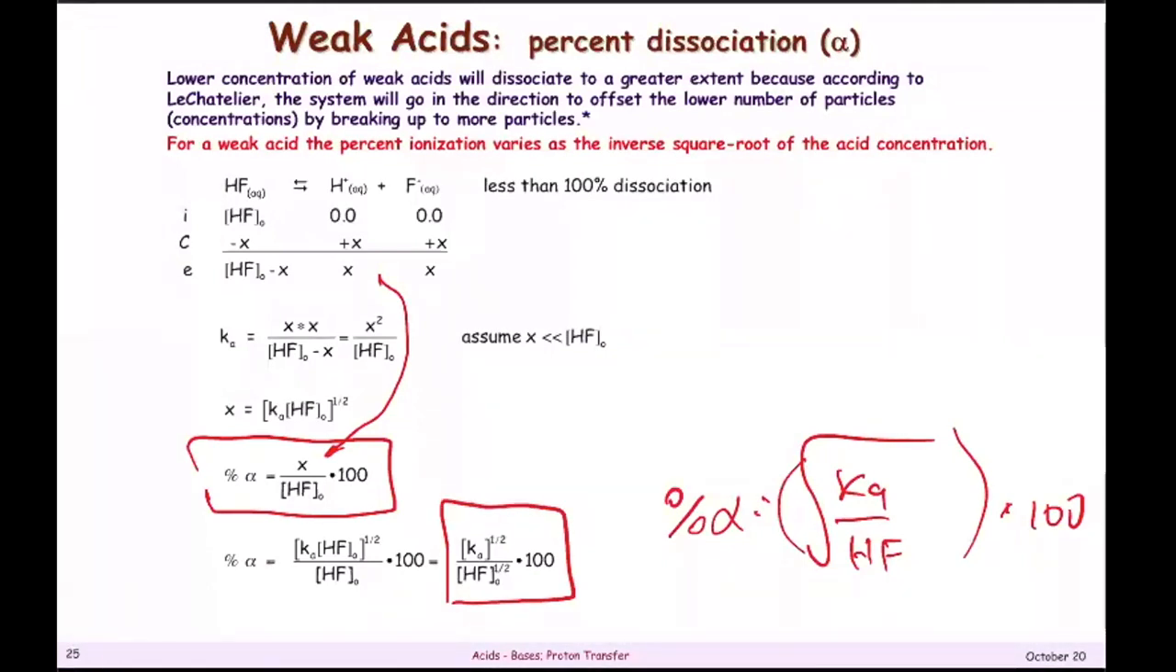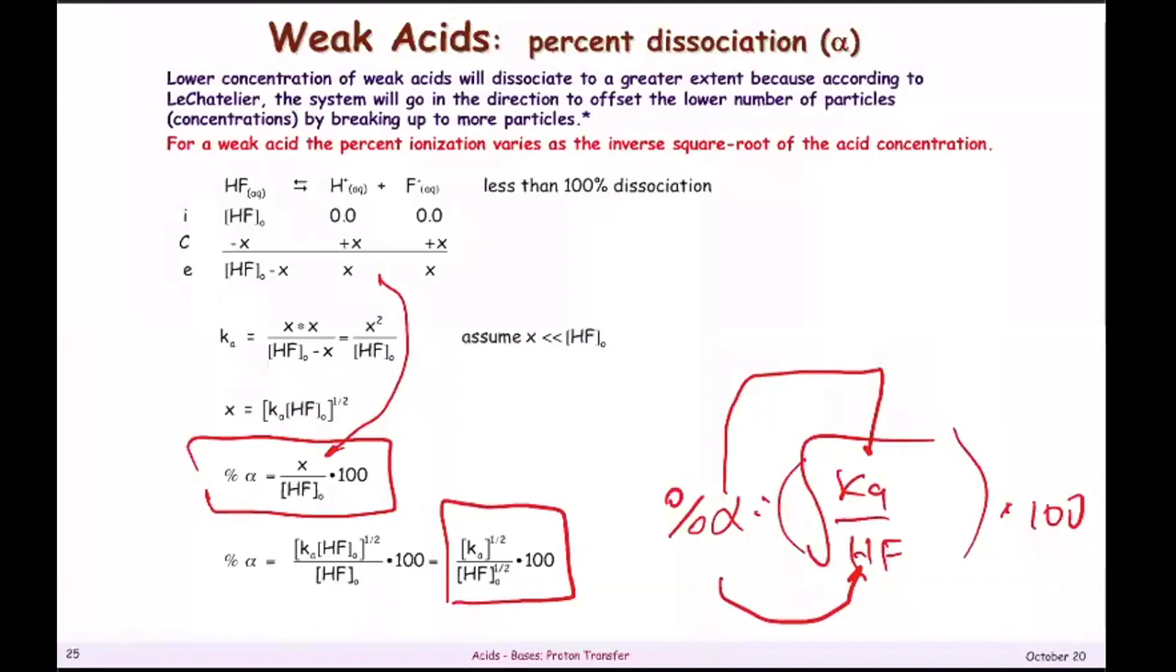It tells you that the percent dissociation is a function of Ka. The bigger the Ka, the greater the dissociation. And that makes sense, because a bigger equilibrium constant means that the reaction will go more towards the forward direction, meaning that the chemical will give up its hydrogen more readily. So the percent dissociation is proportional to the Ka, the bigger, the more, but it's inversely proportional to the initial concentration.